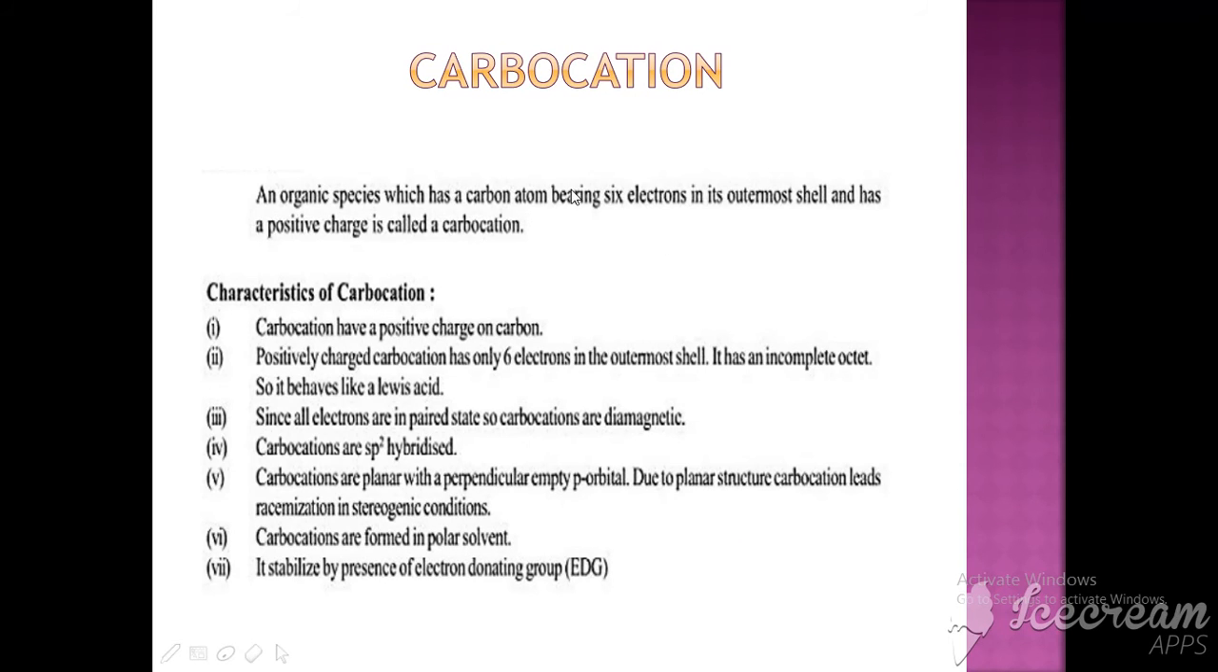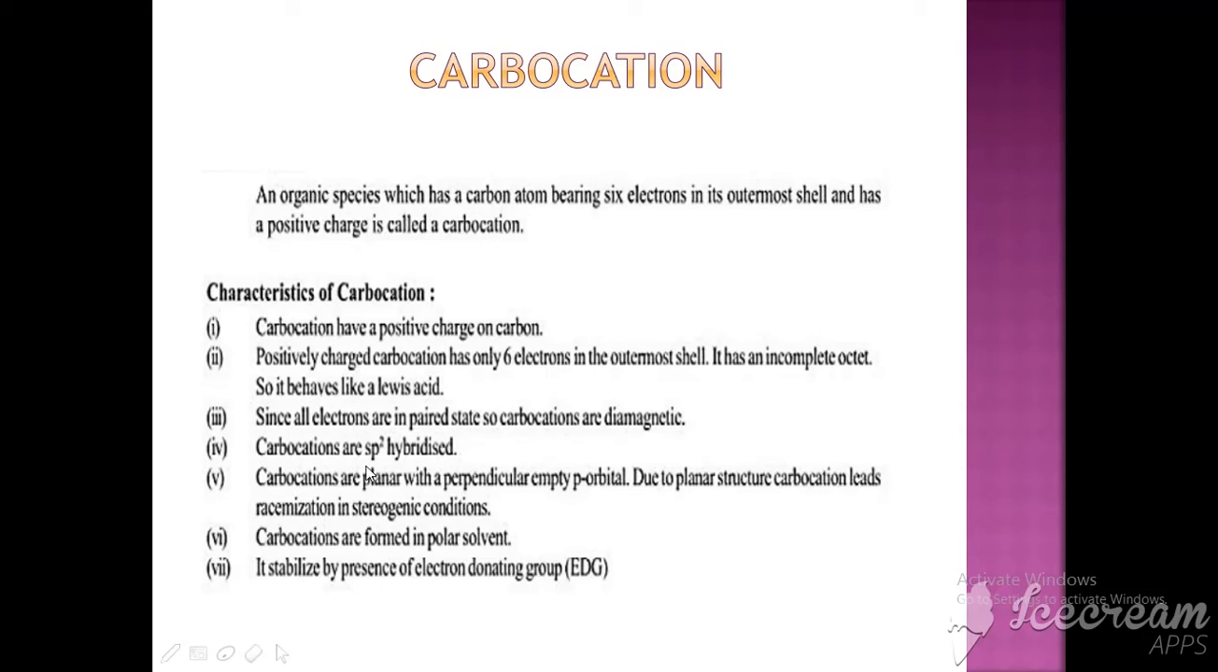Now we are going to study carbocation. An organic species which has a carbon atom bearing 6 electrons in its outermost shell and has a positive charge is known as carbocation. Positively charged carbocation has only 6 electrons in the outermost shell. Since all the electrons are in paired state, carbocations are diamagnetic. Diamagnetic is a term which we have studied in our chemical bonding class.